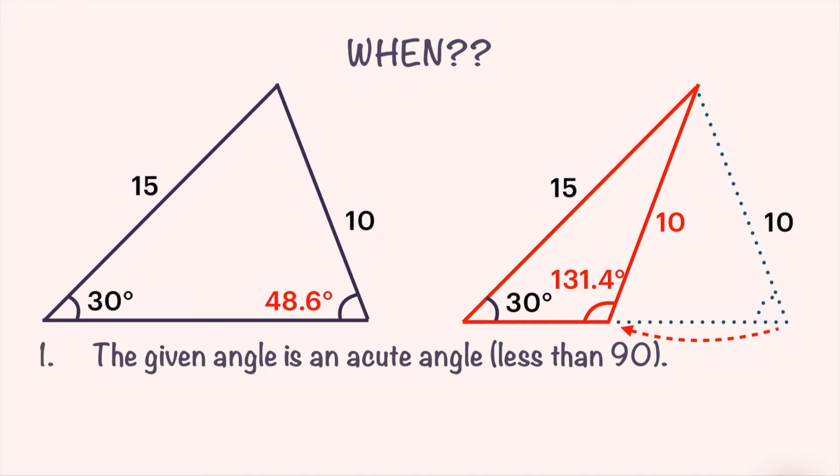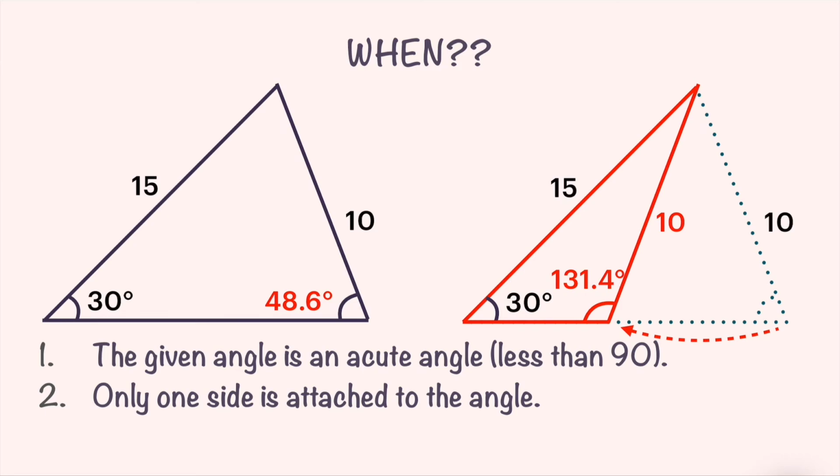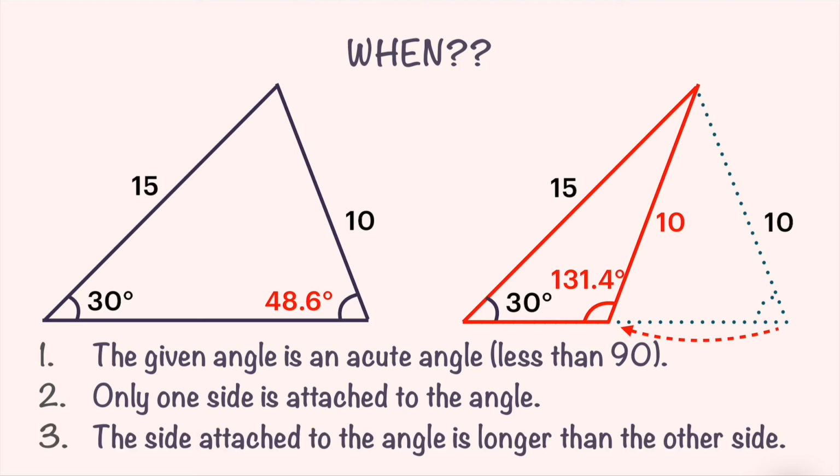First, the angle given by the question must be less than 90 degrees. That is because if that angle is bigger than 90, then the sum of the other angles has to be less than 90 because the sum of all interior angles of a triangle is 180. Second, out of the two sides, only one of them should be attached to the angle. If they are both attached, then the triangle can only have one shape, meaning that you don't have to look for the other angle. Third, the side attached to the angle must be longer than the other side.